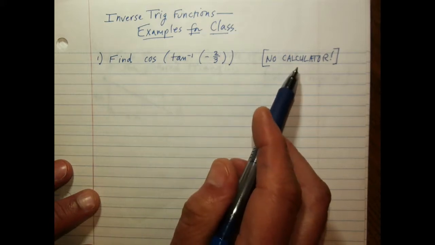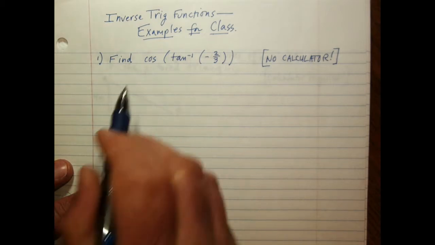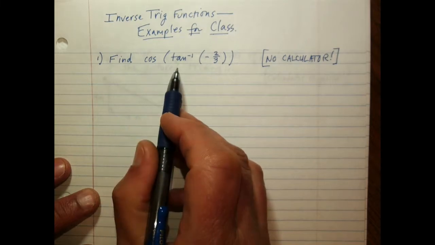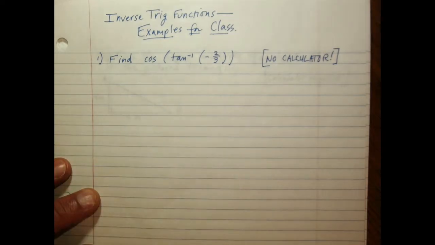Some have no calculator allowed. Some require a calculator, and I'll point that out as we go along. So first one, no calculator, find cosine of tan inverse of negative 2/3.